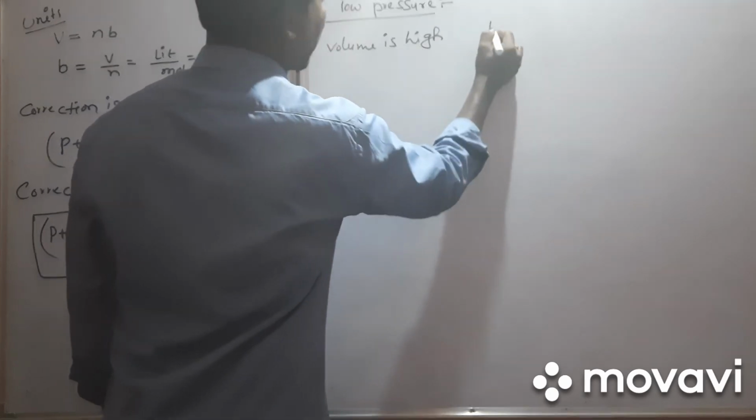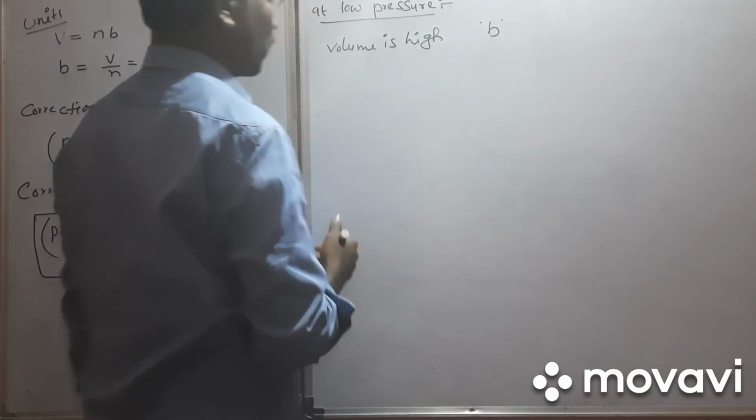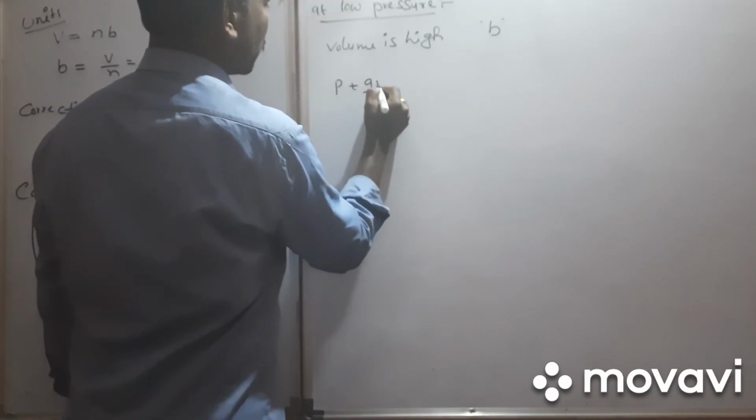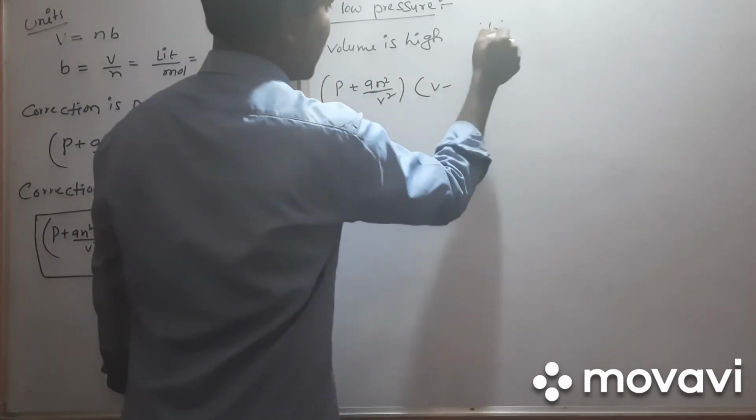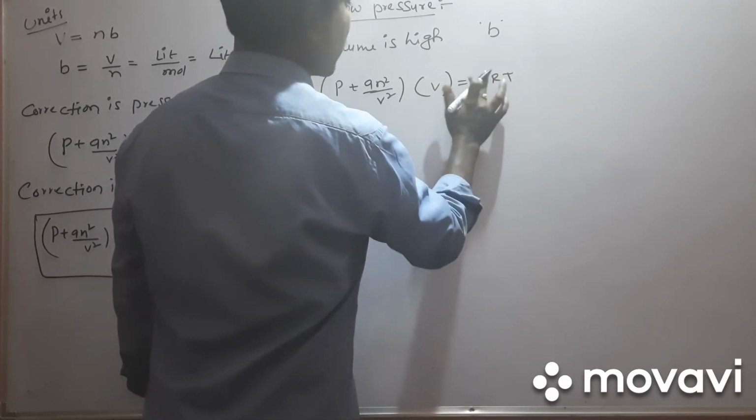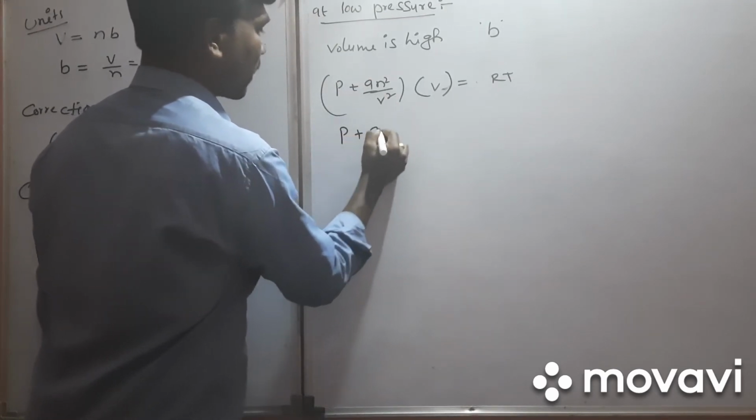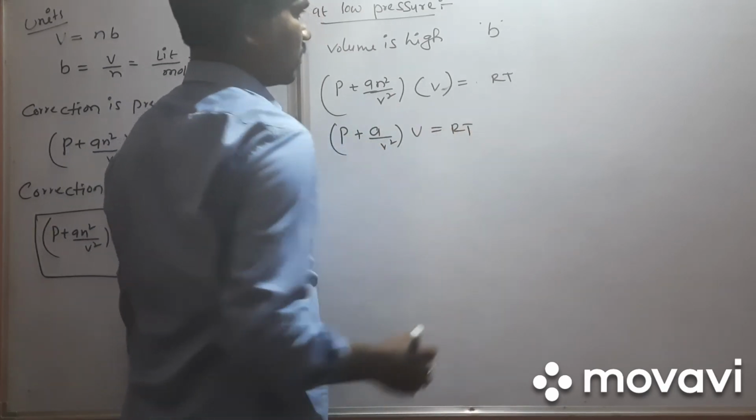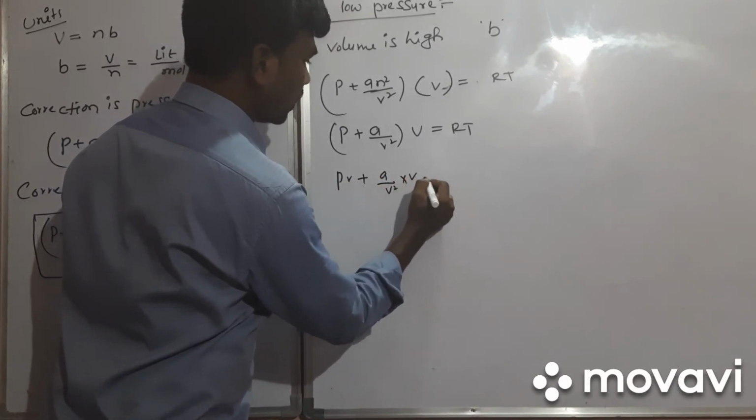So then you can neglect the b term, because excluded volume will be neglected compared with total volume, right? Then the equation will be reduced to (P + a n²/V²)(V − b) = nRT. b is neglected, so that's why it becomes (P + a n²/V²)V = nRT. For 1 mole, we take n equal to 1, so (P + a/V²)V = RT.